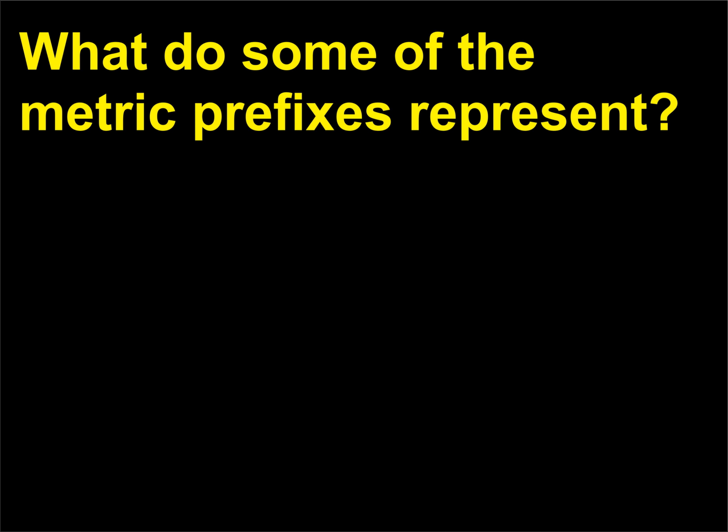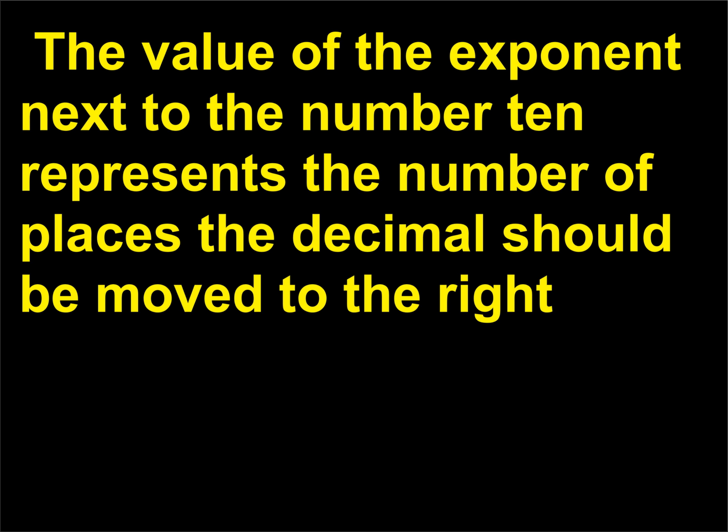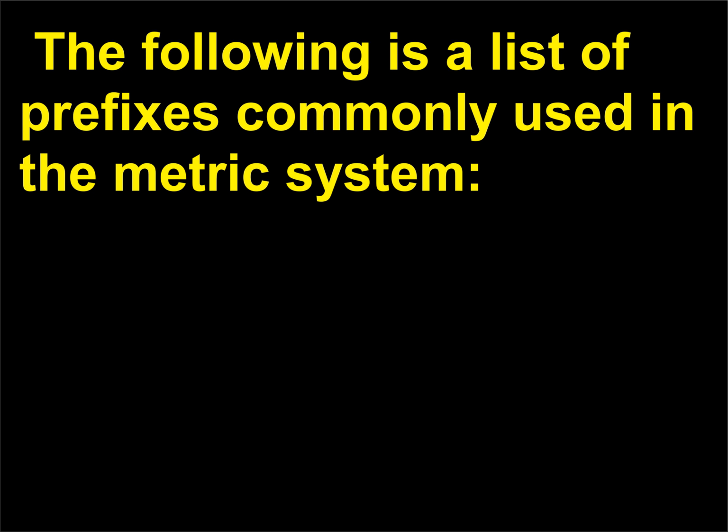What do some of the metric prefixes represent? Prefixes in the metric system are used to denote powers of 10. The value of the exponent next to the number 10 represents the number of places the decimal should be moved to the right if the number is positive, or to the left, if the number is negative. The following is a list of prefixes commonly used in the metric system.